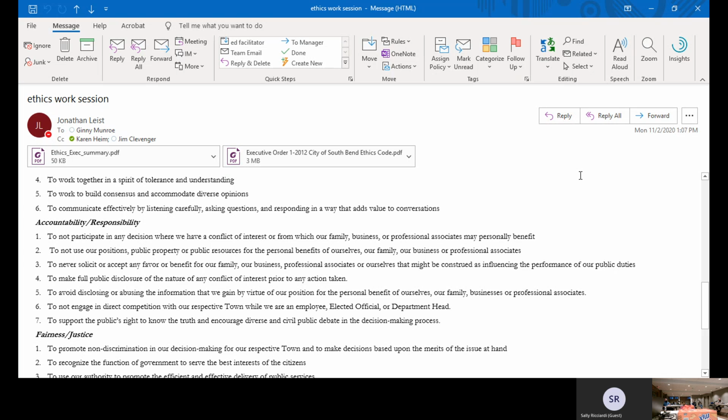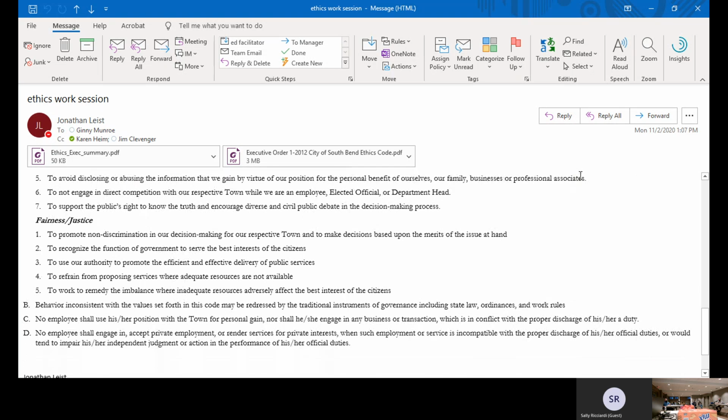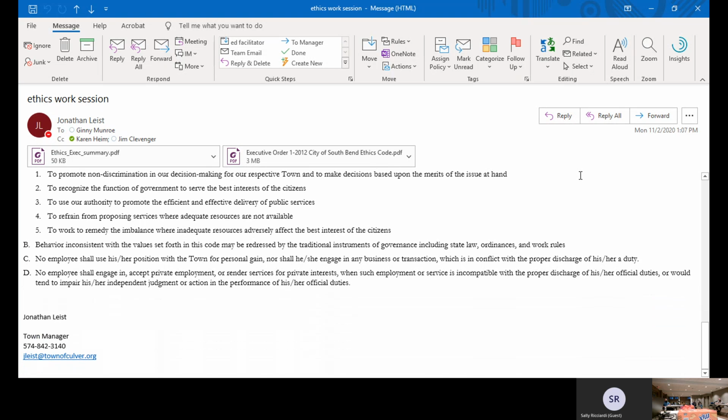One thing, as it comes to the end, that item B, behavior inconsistent with the values set forth in the code may be redressed by the traditional instruments of governance, including state law, ordinances, and work rules. I would say that would be an area that you may want to consider some elaboration on. I don't think you have a very good process in place to deal with concerns, complaints, and things like that. Yeah, it seems really vague too, like, oh, you might have to answer to a state law, an ordinance, or what's a work rule exactly? Is that like a rule that says you can or can't do this? Yeah, I think for that part, it's probably applying to the employees, right? Since some of this section applies to them.